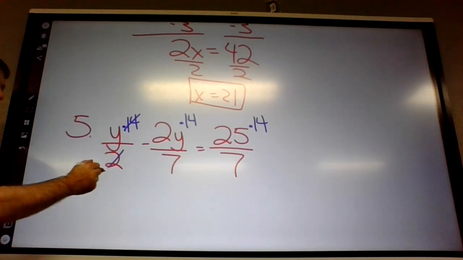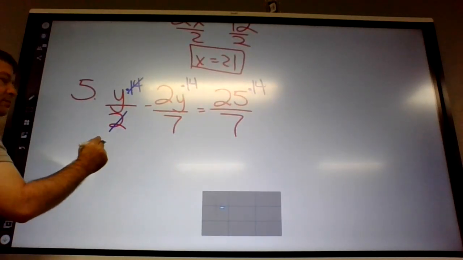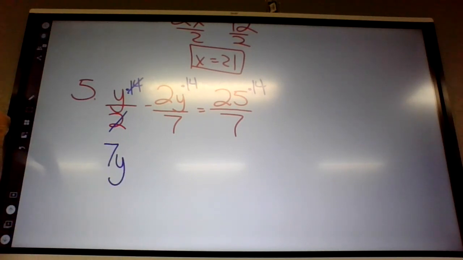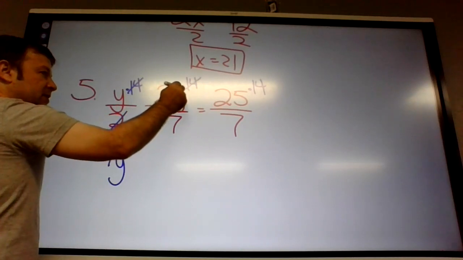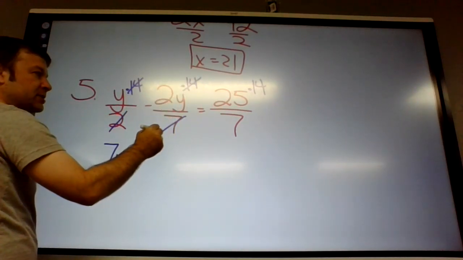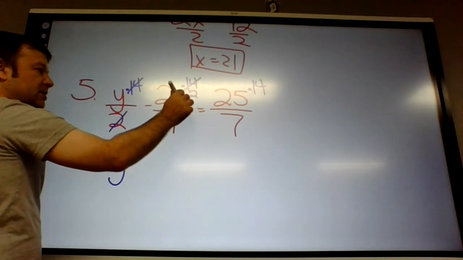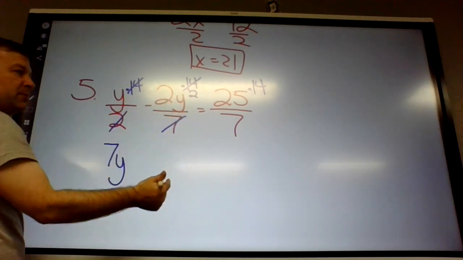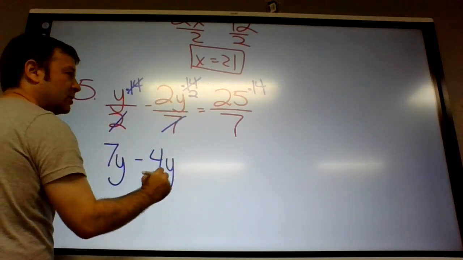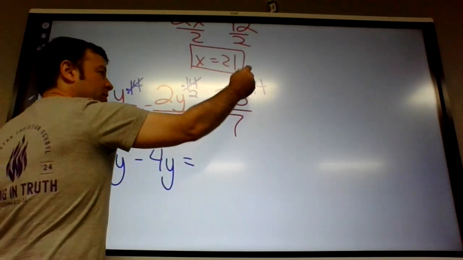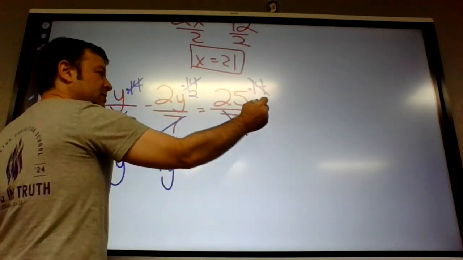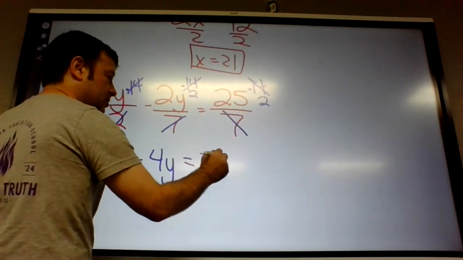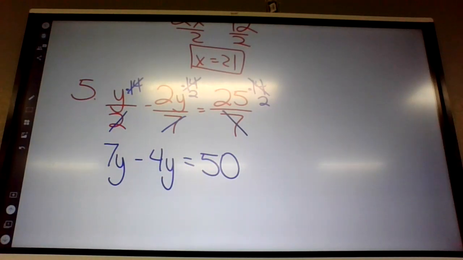14 divided by 2 is what? 7. So that'll just be a 7y. Okay, 14 divided by 7 is 2. So instead of a 2y right here, we have 2y times 2. So what will that be? Minus 4y. And 14 divided by 7 is 2. 25 times 2? 2 quarters is 50. This one's not going to be a pretty answer.